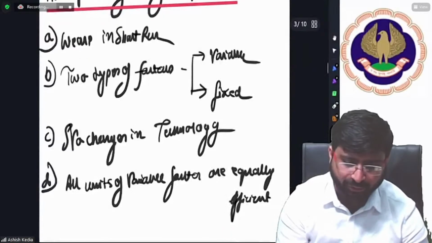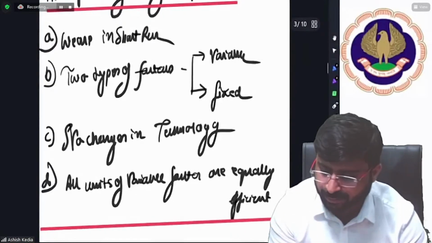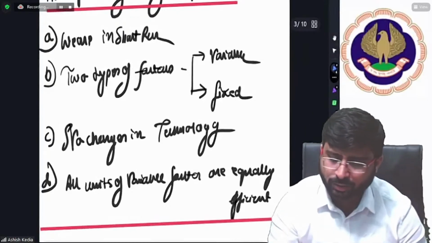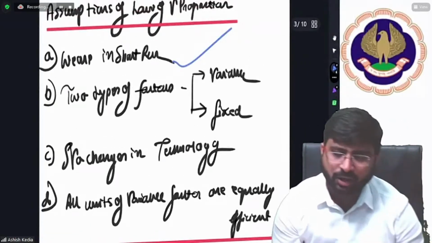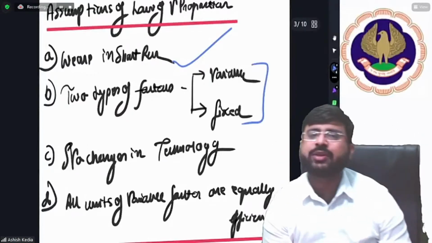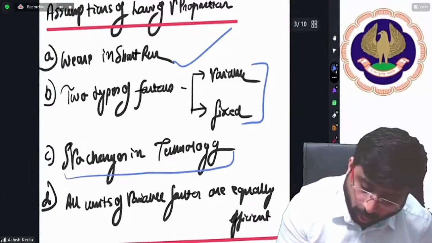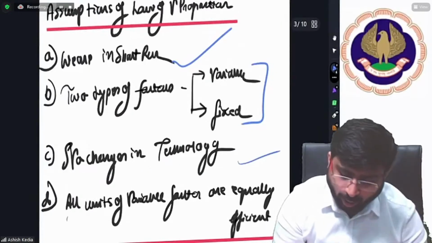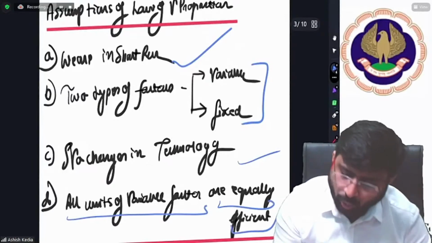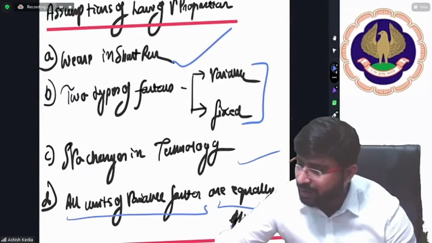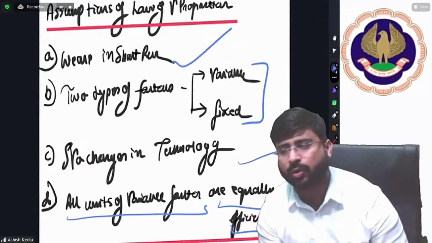Could you sum it up for us, sir? Yes, the main assumptions, I would say. There are many more, but these are the main assumptions. The first assumption is that we are working in short run. Number two, there are different types of factors, variable and fixed. There is no new change in technology, that is, new technology is not coming into the picture, and all units of variable factor are equally efficient. So you know that all laborers are equally efficient, or all raw materials are equally good.